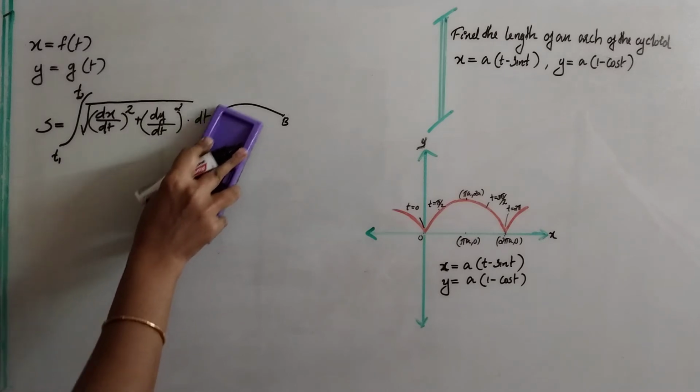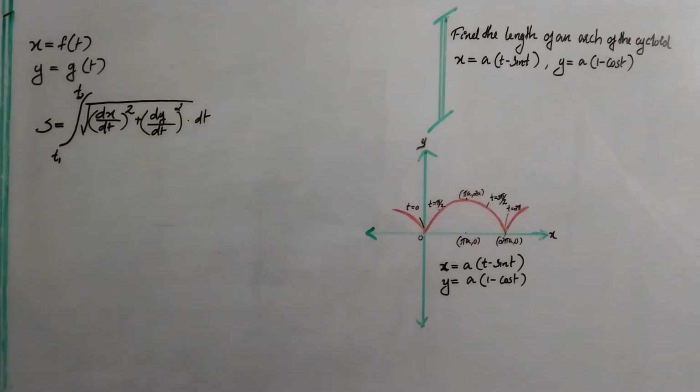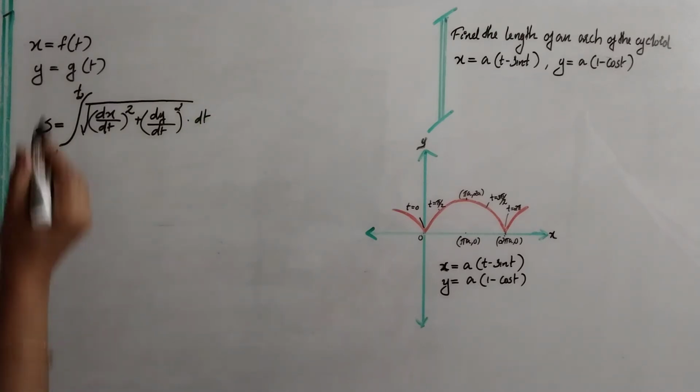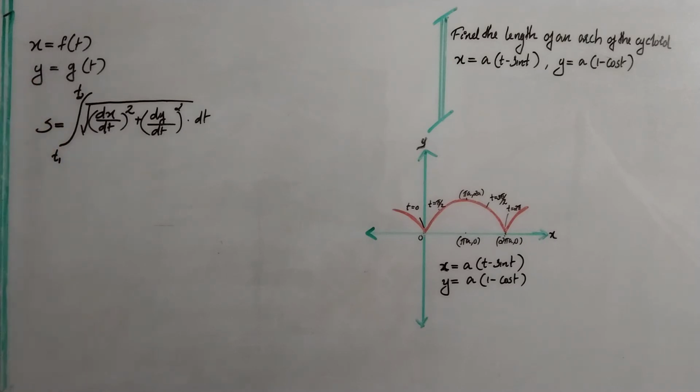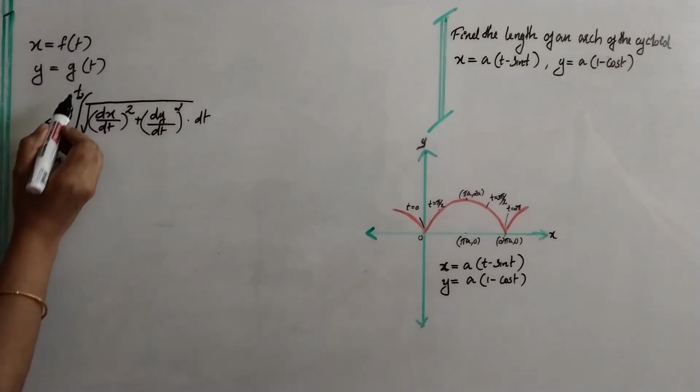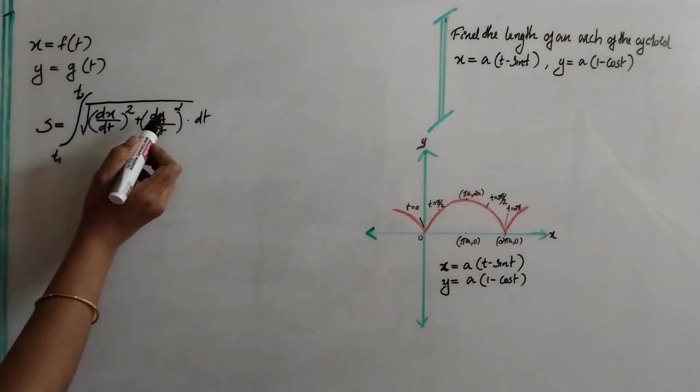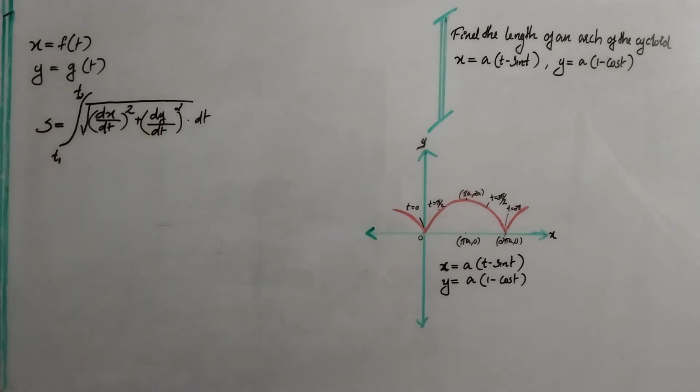Length of plane curves in parametric coordinates, that is, suppose x is equal to f of t and y is equal to g of t is the parametric equation of the curve. Then length of that curve is given by S is equal to integral t1 to t2 root of dx by dt square plus dy by dt square into dt.